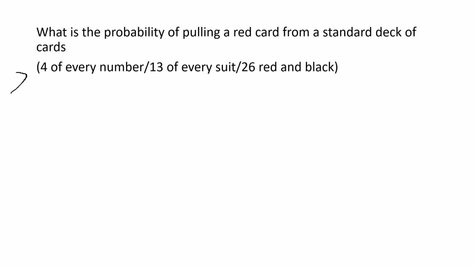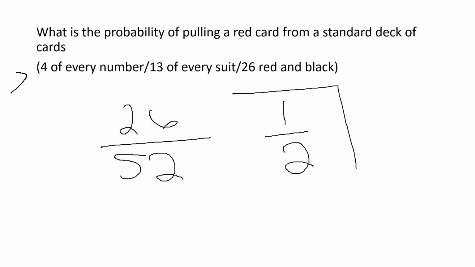So here's the question. What is the probability of pulling a red card from a standard deck of cards? Standard deck of cards has 52 cards in it. Red, there are 26 red. So 26 out of 52, because I could have any of those 26 out of the 52. When I reduce that, it goes down to 1/2. So I have a 1/2 chance to get a red card. Now, some of you could have been like, well, half the cards are red, half the cards are black. There's a 0.5 chance. So if you can get there like that, that's totally fine.